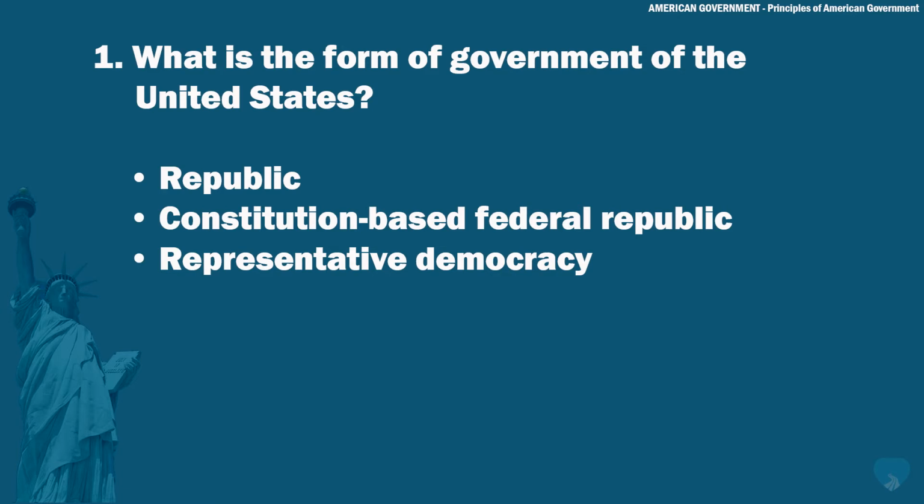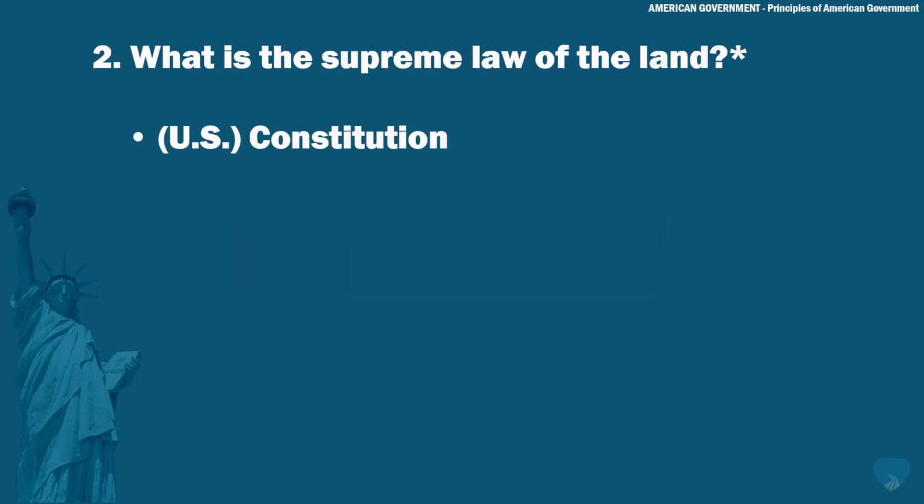Question 1. What is the form of government of the United States? Republic. Constitution-based federal republic. Representative democracy. Question 2. What is the supreme law of the land? U.S. Constitution.